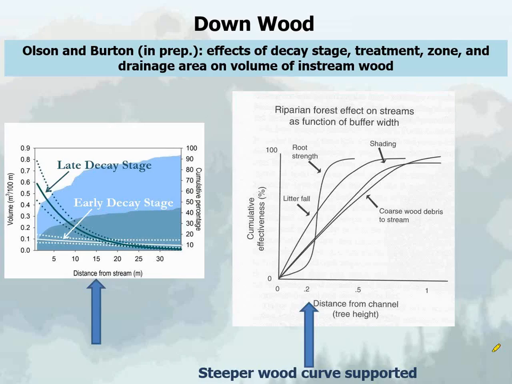You might be familiar with these FEMAT curves, which helped us design a one tree height buffer. Well, the initial wood curve is like that, but our data is showing that most of the wood is coming from 50 feet, so the shape of this curve would be drawn differently today. It would be a much steeper curve, I believe, if it were drawn from data like we have.